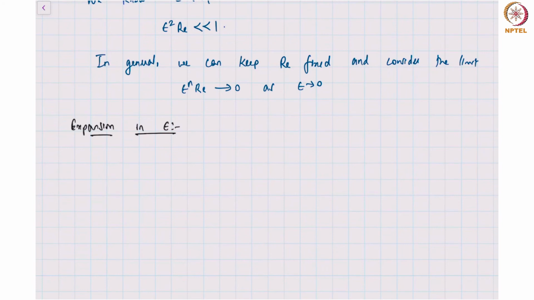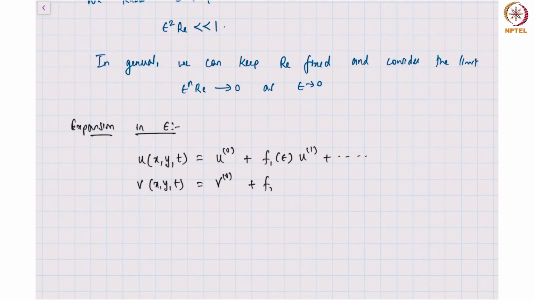So we can say u in the non-dimensional form is a function of x, y, and t. This is some u naught, the leading order u naught. It's understood that it's a function of x, y, and t, plus some unknown gauge function of epsilon times u1 plus so on. Similarly, v can also be expanded in a similar fashion, but with some other unknown gauge function.